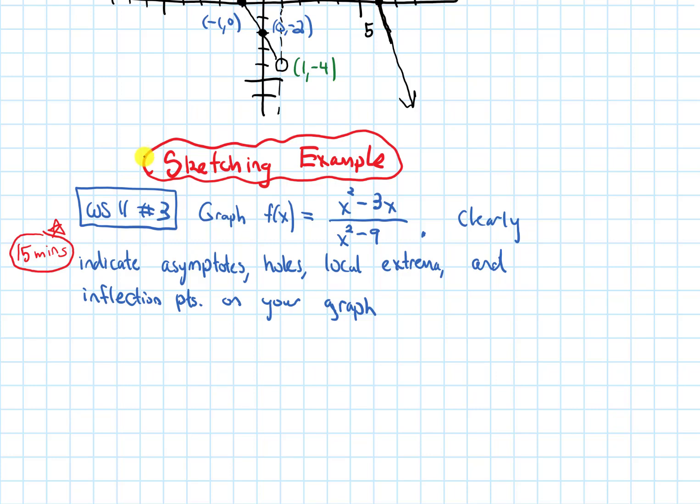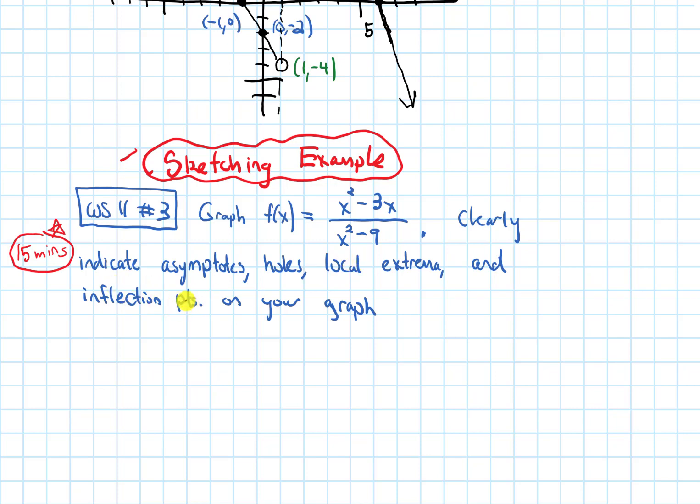In this discussion video, we will do a sketching example. This is problem number 3 from worksheet 11, and it says to graph f of x equals x squared minus 3x all over x squared minus 9, and to clearly indicate any asymptotes, holes, local extrema, and inflection points on your graph. To do that, particularly the local extrema and inflection points, we're going to need our first derivative and our second derivative.